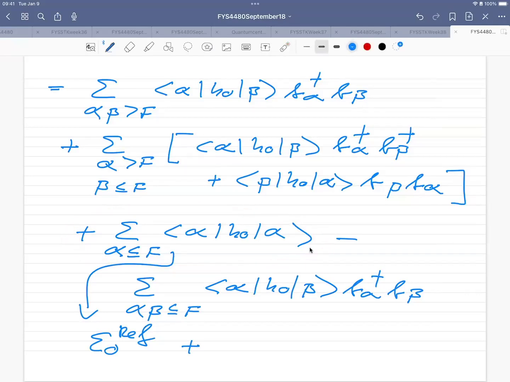So what we can do next is simply to write the next term, and I'm just going to rewrite it as a sum of normal ordered operators.